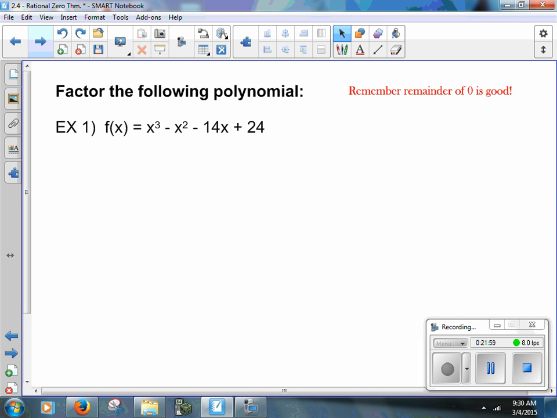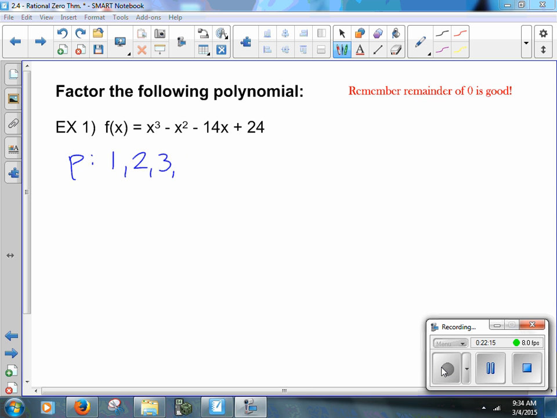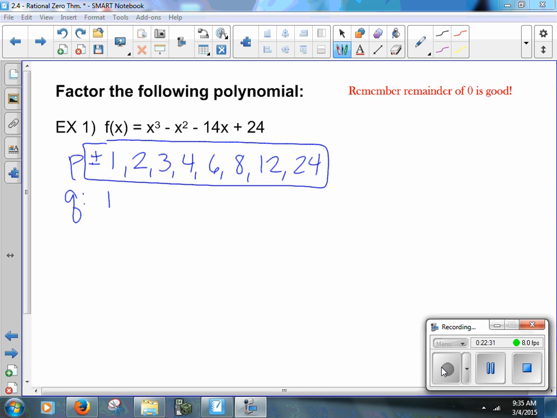So what's the first thing I'm going to do? Okay, go ahead, tell me what to do. Well, I did 1 and -1 and it didn't work. No, hold on, look. I have to go P over Q. So what were the P values? I got 1, 2, 3, 4, 6, 8, 24. And my Q, I got 1. So my P over Q value is going to be plus or minus all of those, right?